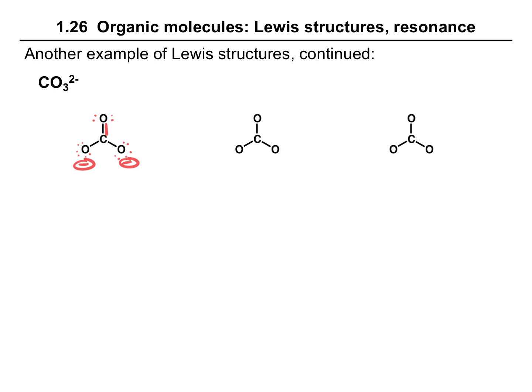We also could have drawn it with a double bond here, or with the double bond over here. Now, all 3 of these are valid Lewis structures, but all 3 of them are incorrect. None of these actually exists because what exists, as determined by experiment, is some version of carbonate that has equal carbon-oxygen bond lengths. So what we have here is an example of resonance.